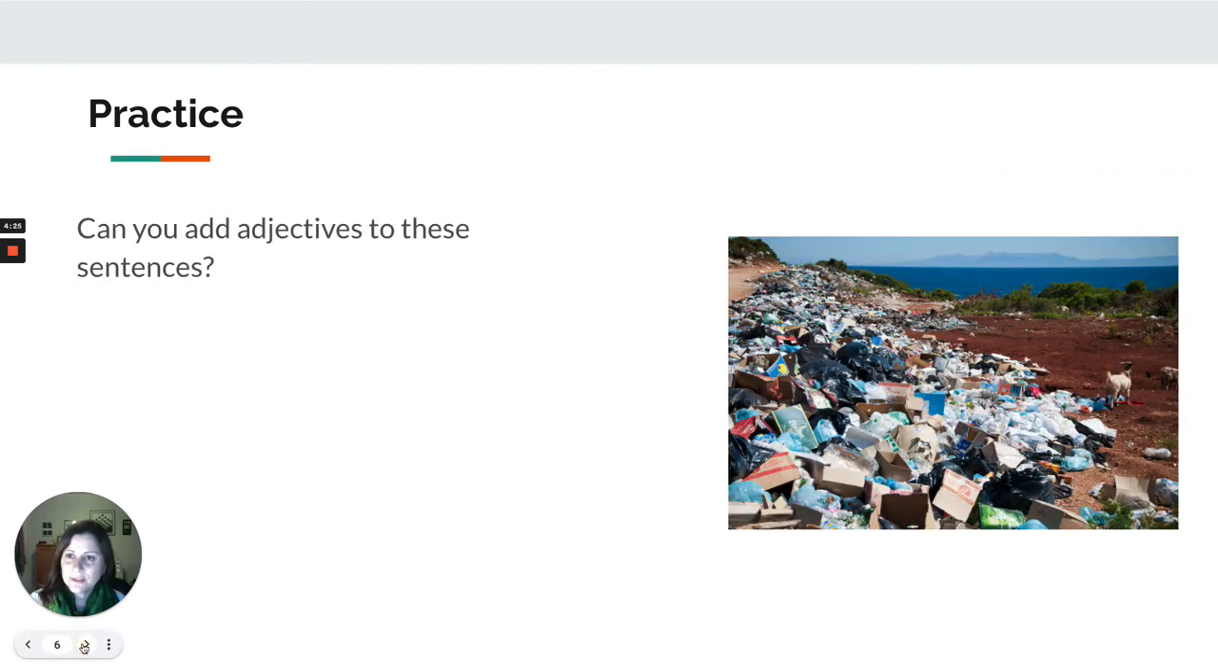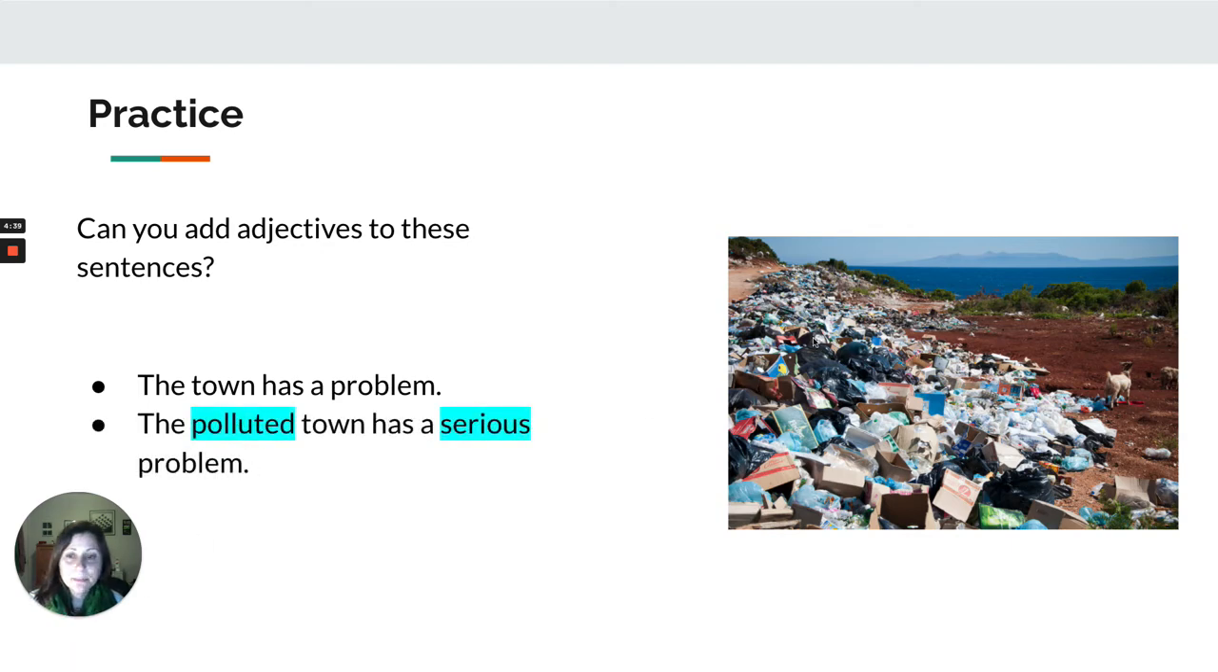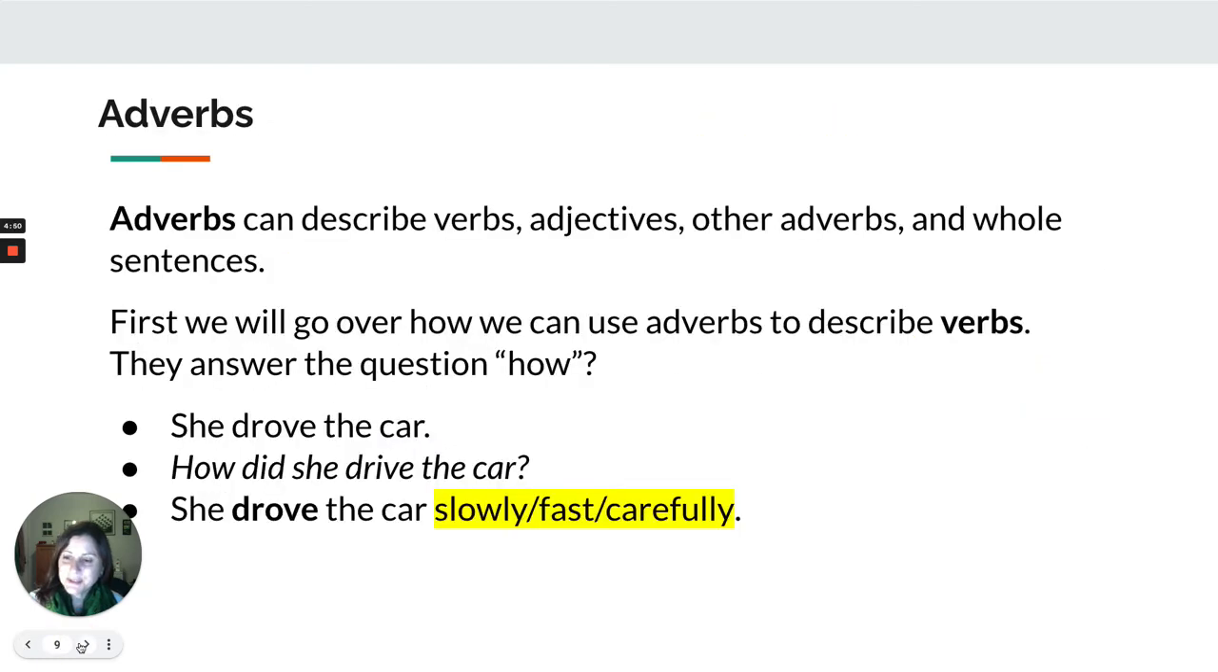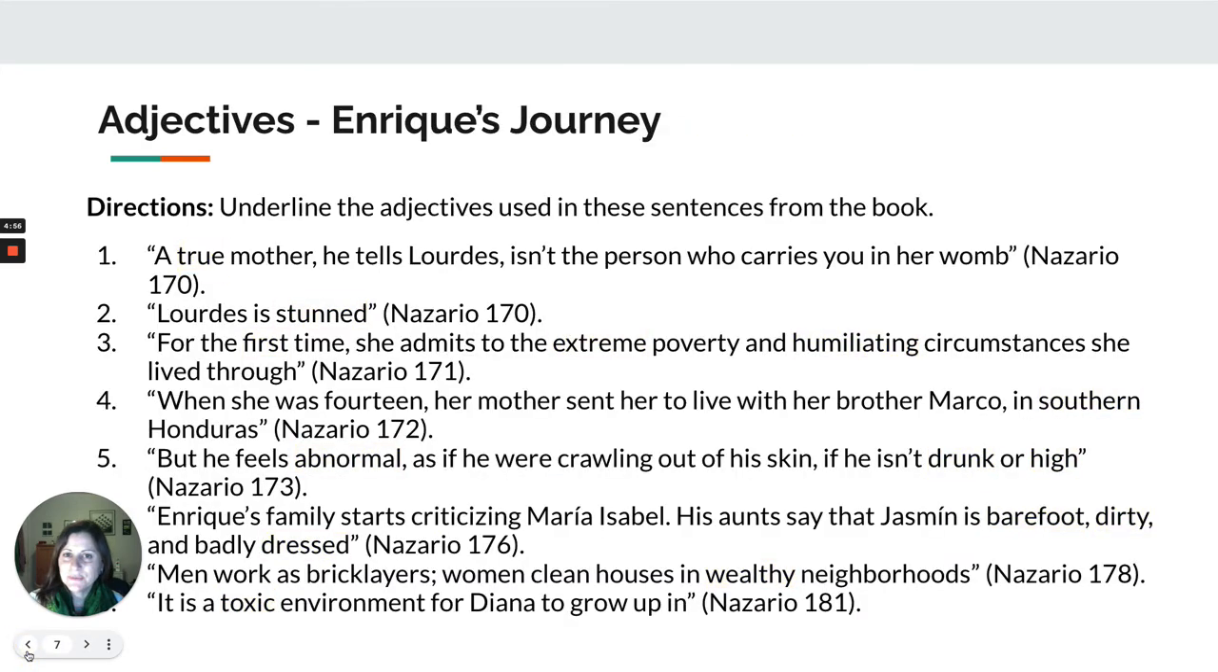Let's practice some more. Can you add adjectives to this sentence? The town has a problem. So what kind of town is it? And what kind of problem is it? For example, you could say the polluted town has a serious problem. This is just some extra practice we'll be doing in Zoom or in class, so you can look that over. If you're reading Enrique's Journey, we're going to be looking for adjectives. So paying attention to how adjectives are used in the reading.